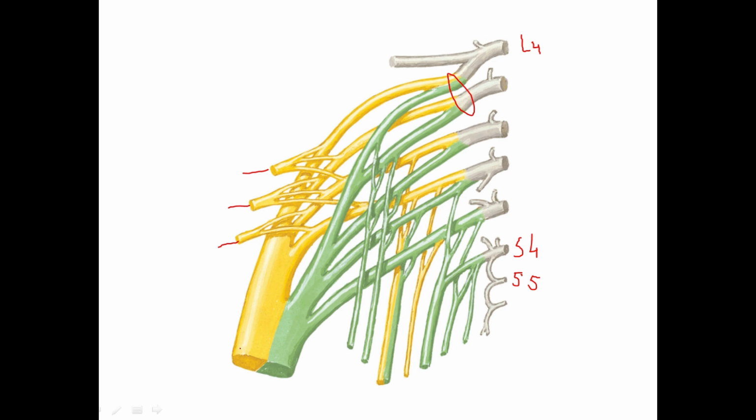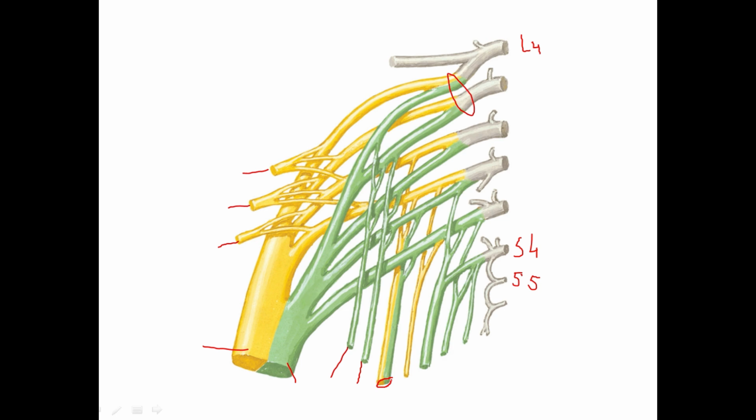After that, we can see here the yellow part posteriorly and the green part anteriorly. This green part we call the tibial part, and the yellow part we call the common fibular part. These two collectively we call the sciatic nerve. This one here is the nerve to the quadratus femoris and also to the inferior gemellus. This one is the nerve to the obturator internus and also the superior gemellus.